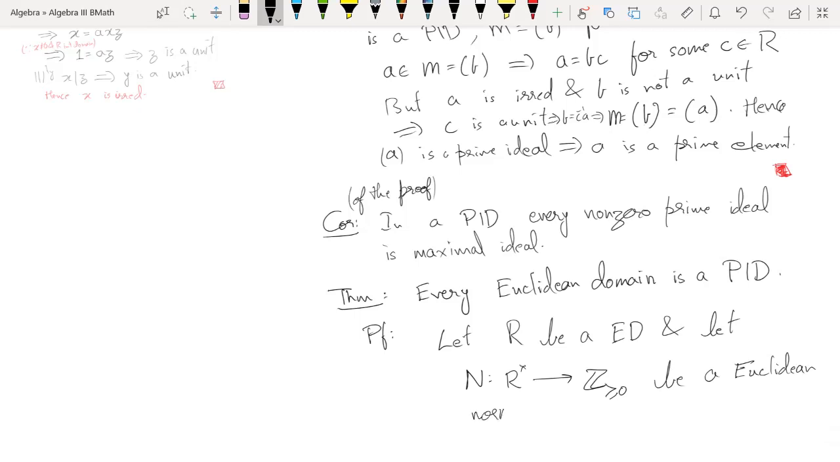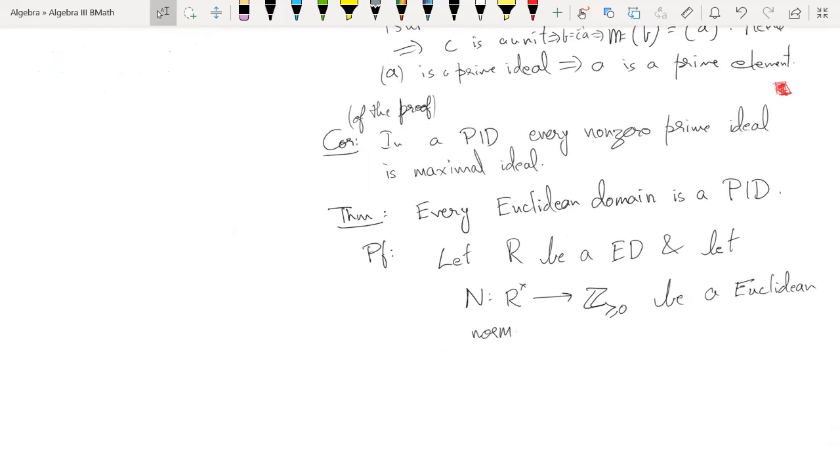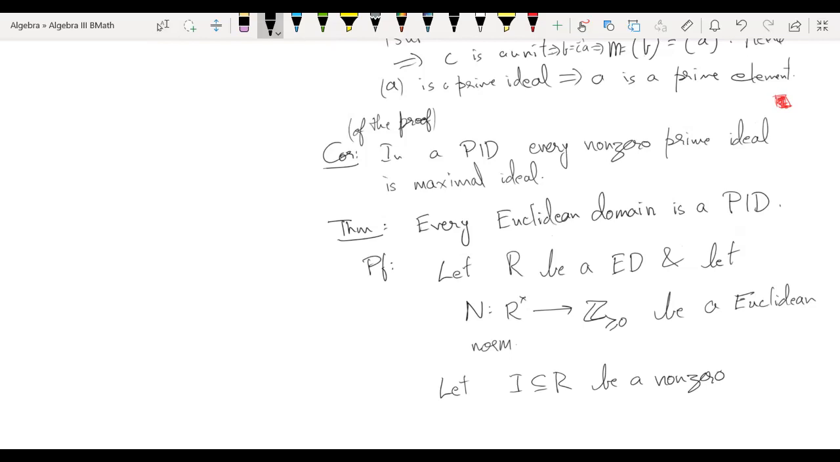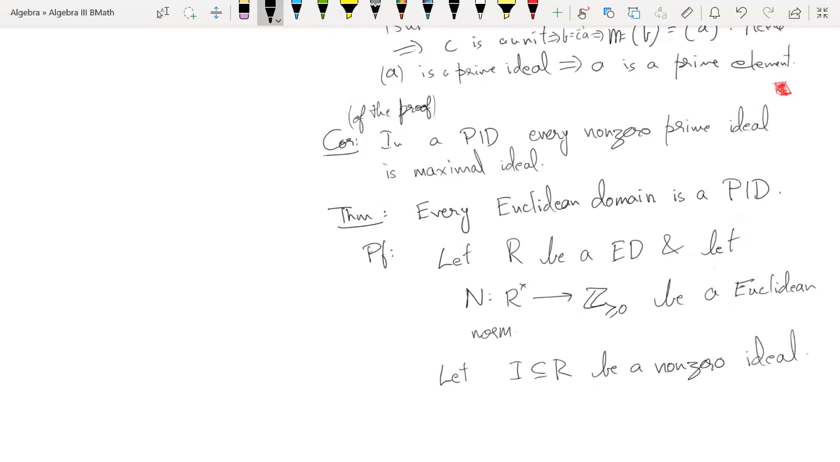So we gather our hypothesis. Now we'll get to the conclusion. So now we take some ideal in R, and we want to prove that it is principal. So let I contained in R be a non-zero ideal. I mean, the zero ideal is principal, right? It contains only one element, so of course it's generated by one element. So we take some non-zero ideal, and we want to show that it is principal, generated by one element.